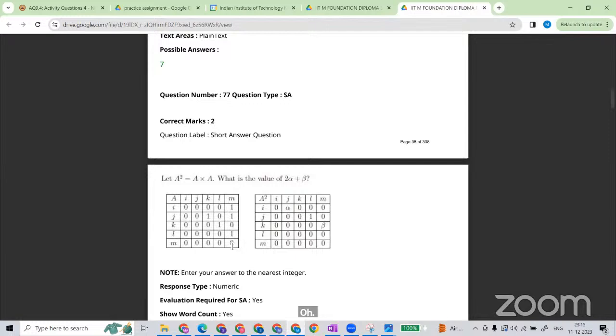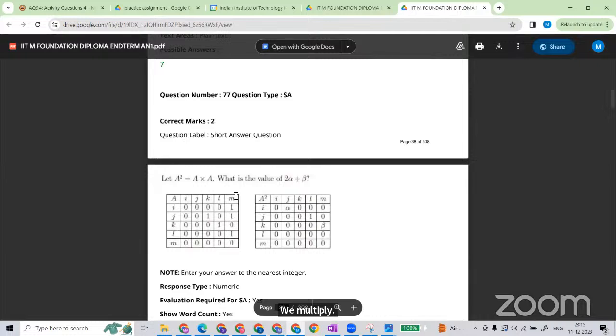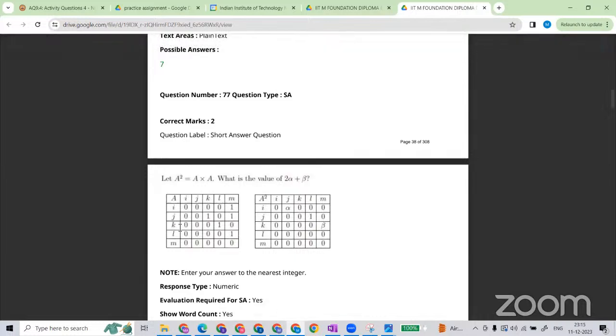We multiply m and k now. If you want to find beta, then you have to take k and multiply with m. Then this is going to be k. So this is 0, then 1 into 1 into 1. How is beta equal to 0? Just a minute.